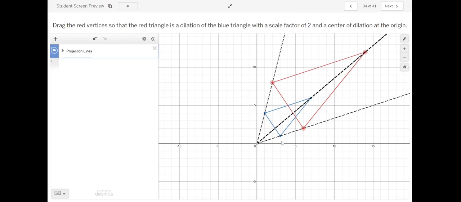Everything's twice as far. So it was 3 and now it's 6. It was 1 and now it's 2. It was 4 and now it's 8. It was 1 and now it's 2, and so on. Okay, and we can tell that because it's along those lines, which is nice. Makes it quicker if we have those lines drawn.